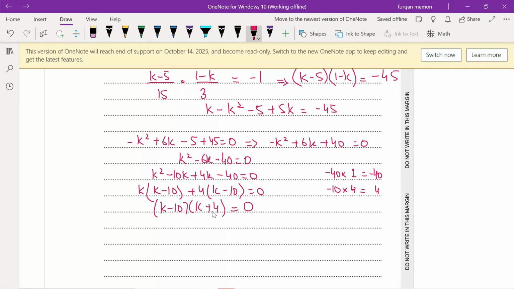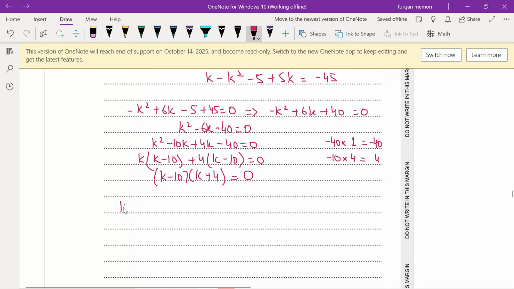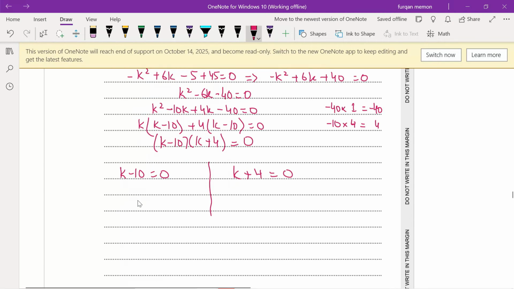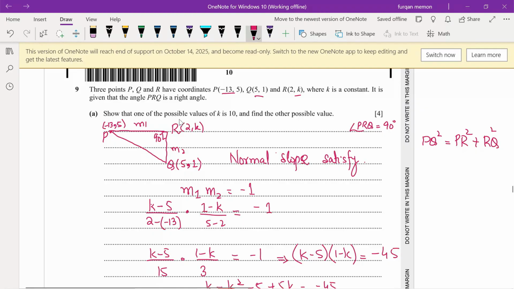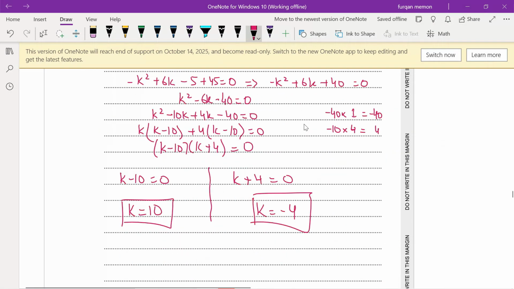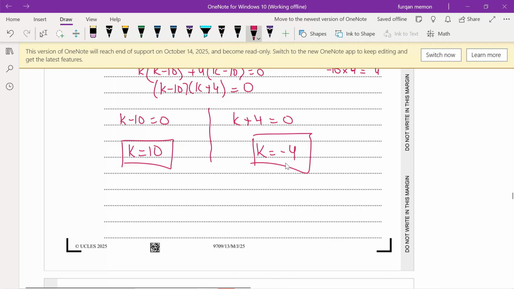We have two factors equated to 0, so k minus 10 equals 0. On the other side, k plus 4 equals 0. In this case k is equal to 10, and in this case k equals negative 4. So one of the possible values of k is 10, and the other possible value is negative 4.